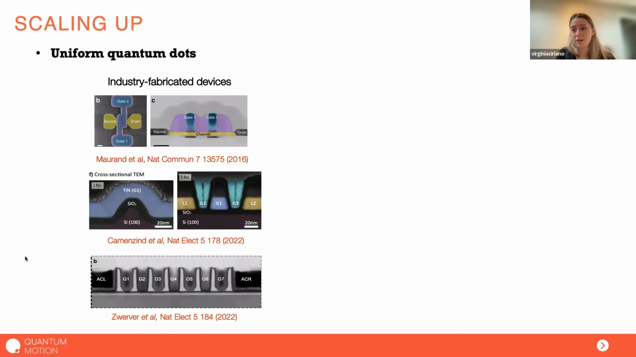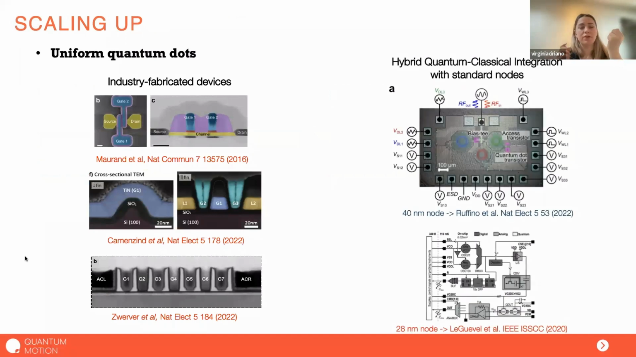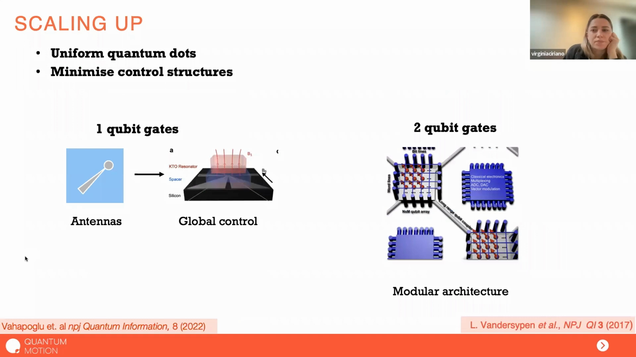And in fact, this is not something that only Quantum Motion is doing. Other groups are doing it as well. They have taken up the challenge. And some people have gone even further and tried to implement in the same chip not only the qubits, but also other circuits and so on. Okay, so one is making uniform quantum dots.